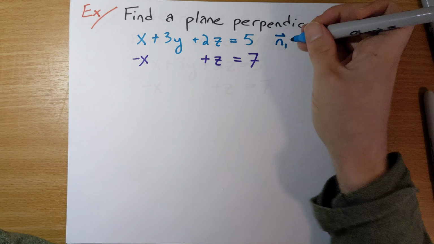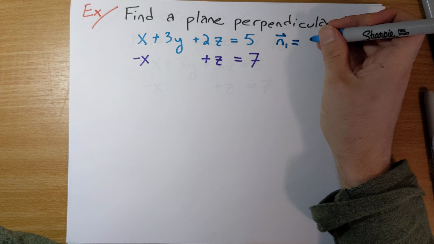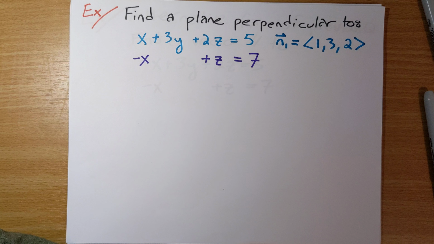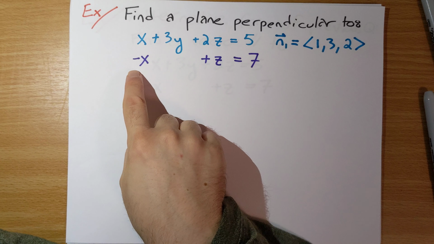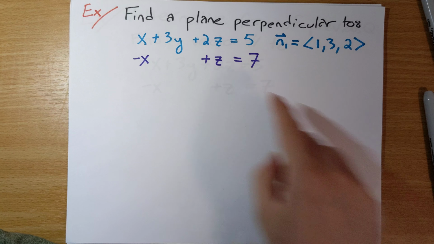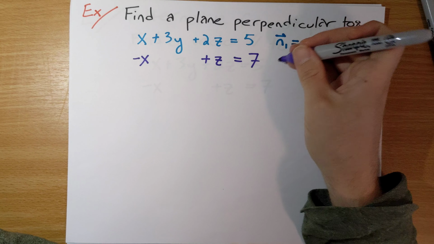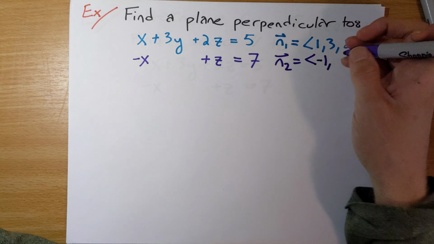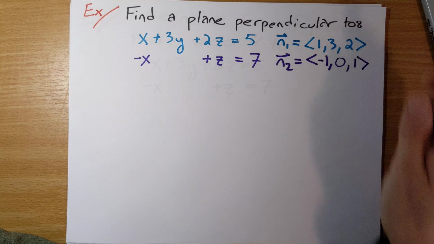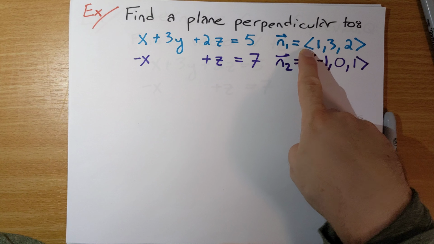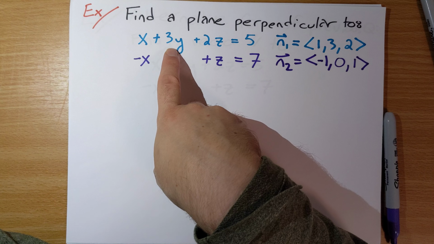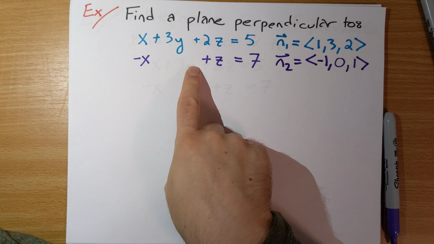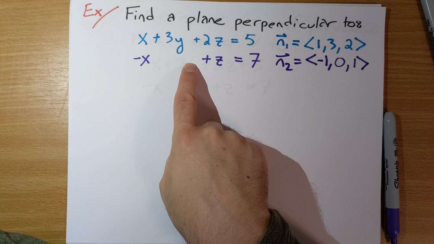So this first plane, we should be able to read off here that it has normal vector 1, 3, 2. We can just read this off. And then the second plane has normal vector n2, where the coefficient of x is negative 1, the coefficient of y here is 0, and the coefficient of z here is 1. So n1 is a vector that is perpendicular, that's orthogonal to our first plane. n2 is a vector that is perpendicular, that's orthogonal to our second plane.